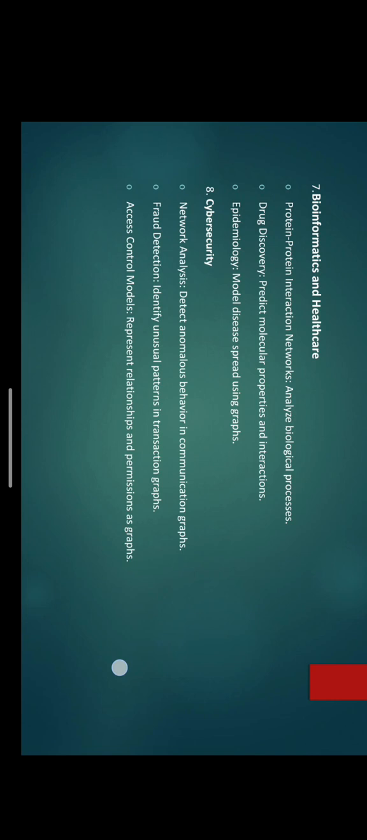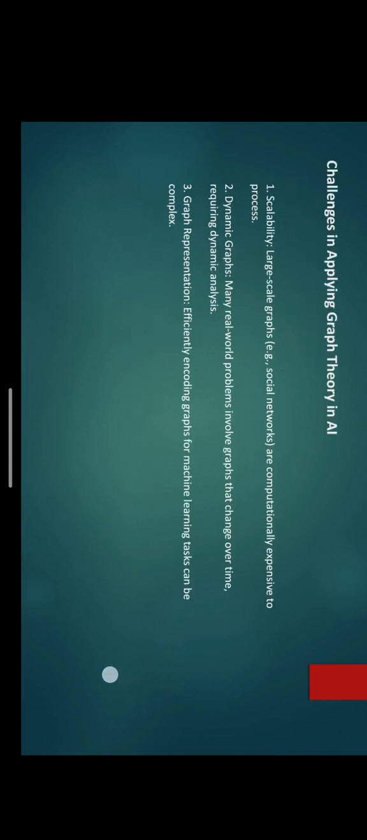Cybersecurity. Network analysis detects anomalous behavior in communication graphs. Fraud detection. Identify unusual patterns in transaction graphs. Next, access control. Models represent relationships and permissions as graphs.